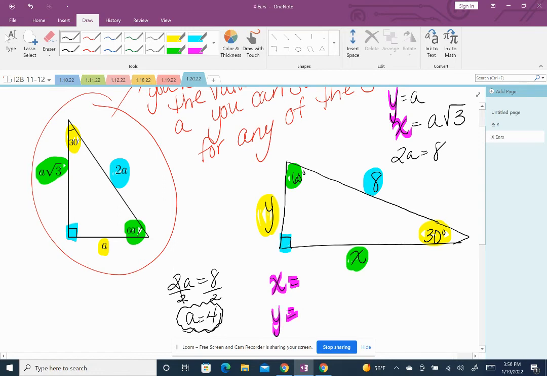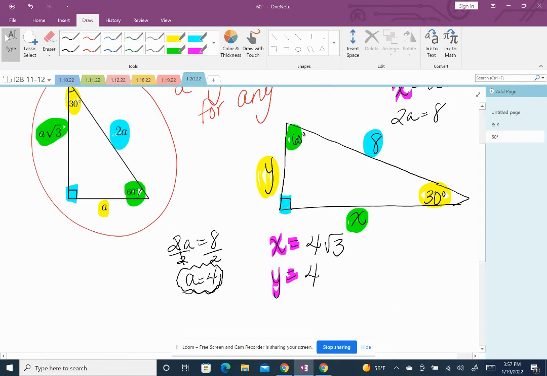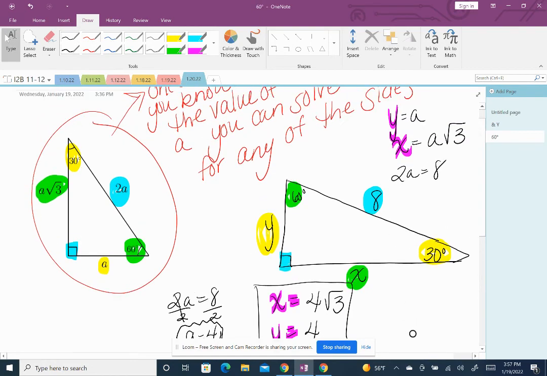So my x is equal to A square root of 3. So I know my A is 4. It'll be 4 square root of 3. And then my y is equal to A. I know A is 4. So my answer is 4. So that would be your final answer. Okay, and give me 1 second. Let me get my last problem up.